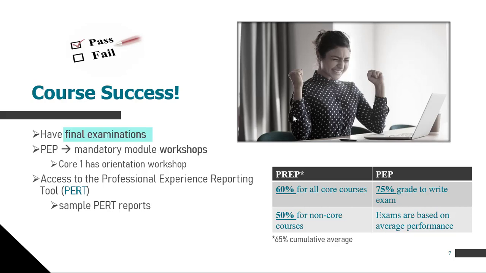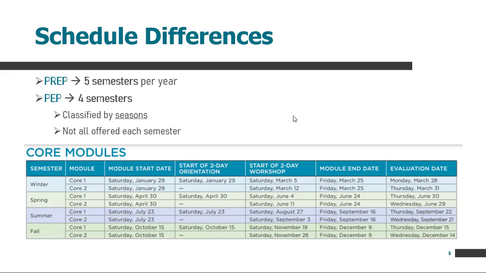Both PREP and PEP have final examinations. However, the PEP module exams are based on average performance. PEP also has mandatory module workshops, which occur once at the start of each module. At the start of Core 1, you'll be granted access to the Professional Experience Reporting Tool, which is one of the requirements to graduate from the CPA program.